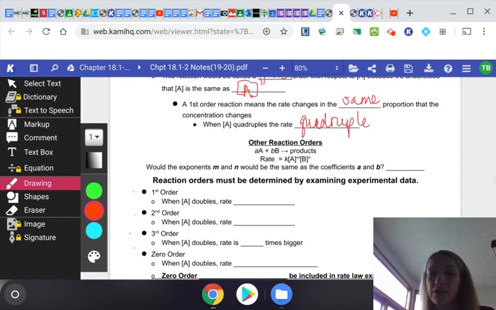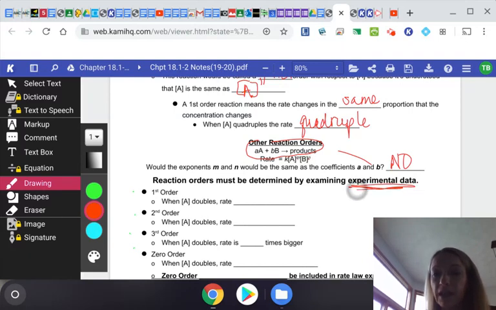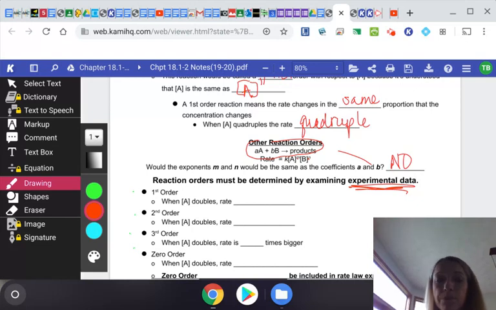If we were looking at other reaction orders, and this was our generic reaction here, the question is saying, would the exponents m and n be the same as coefficients a and b? And the answer is no. The only way you can figure out what m and n are is through experimental data. So the only way you can figure out the order of a reaction is through experimental data. So a big part of the problems that we're going to be doing with these calculations is figuring out the orders of the reaction. Is it first order, or second order, or third order, or zero order?